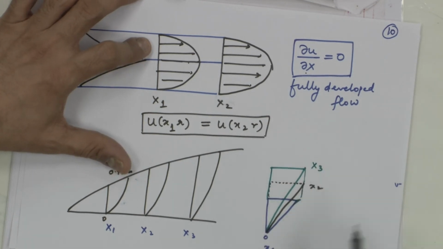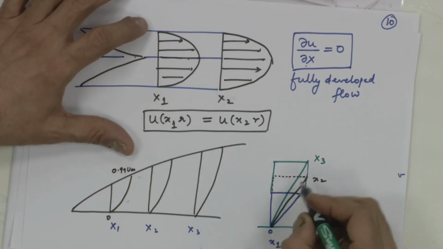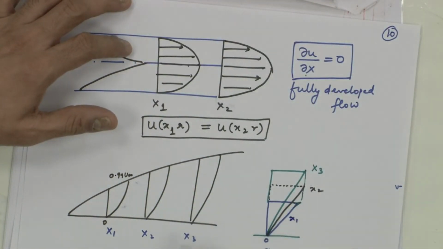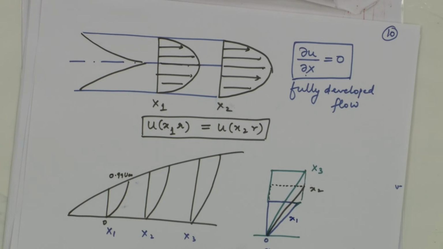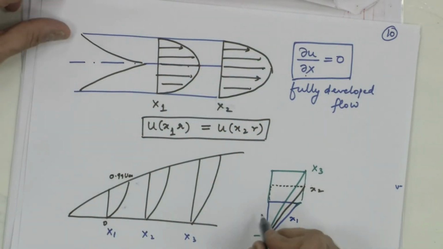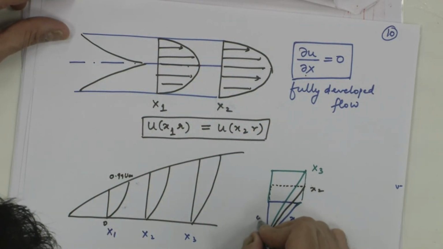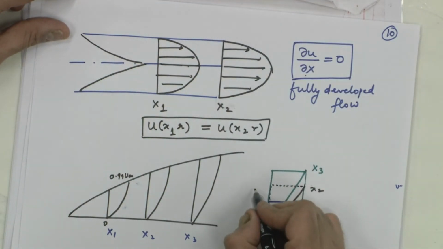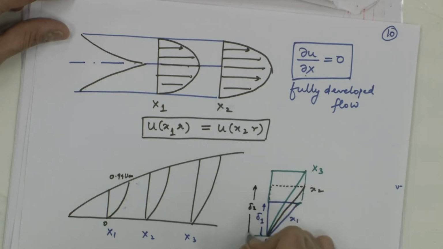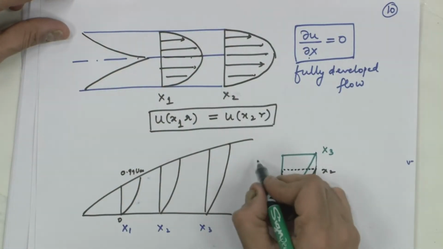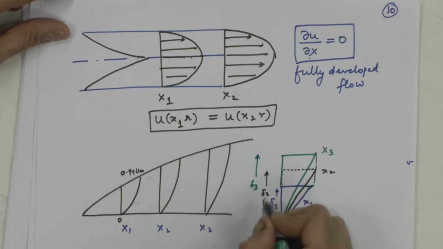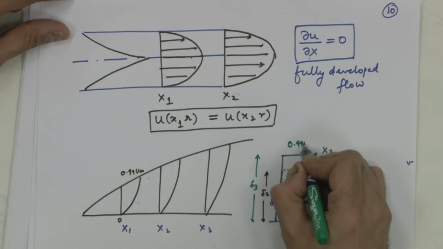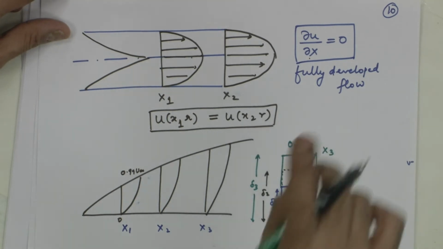This is at x3. You can see here the velocity gradients: the blue one was for the x1 location, the black one was for the x2 location. It takes a greater distance. So, let us say this is delta 1, black was delta 2 and green was delta 3. And what was the velocity? 0.99 u infinity. All of them reach that value.